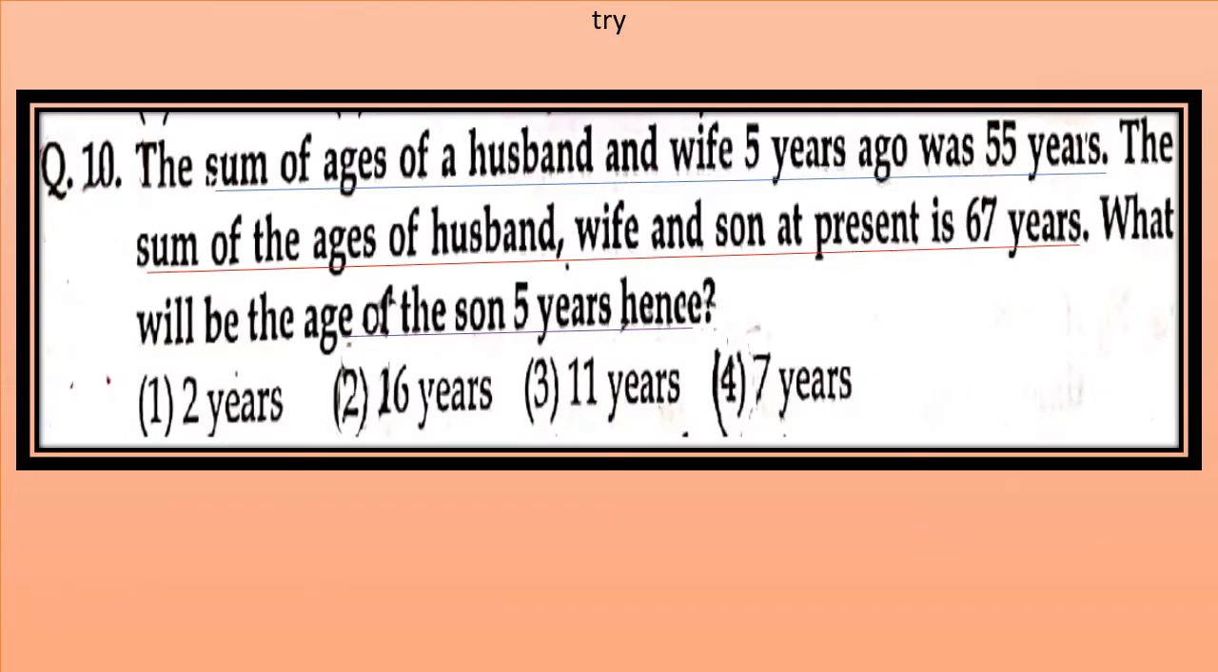Question number 10. The sum of ages of a husband and wife 5 years ago was 55 years. The sum of the ages of husband, wife and son at present is 67 years. What will be the age of the son 5 years hence? So the sum of ages of husband and wife 5 years ago was 55 years. Now the sum of ages of husband, wife and son at present is 67 years. So you have to find the age of the son 5 years hence.